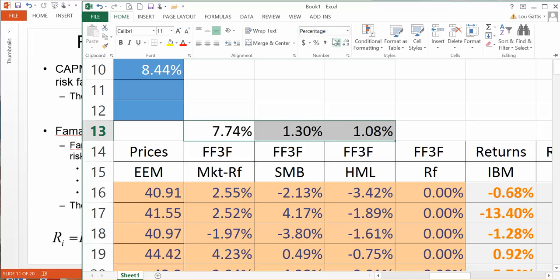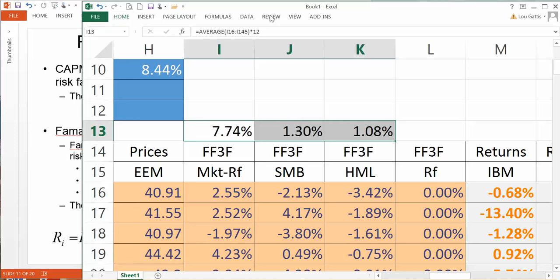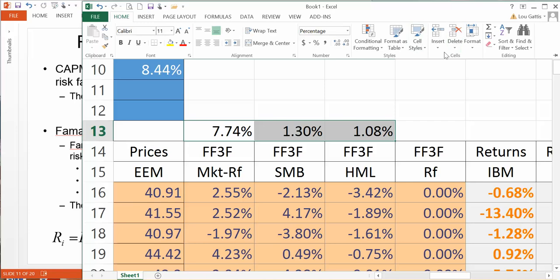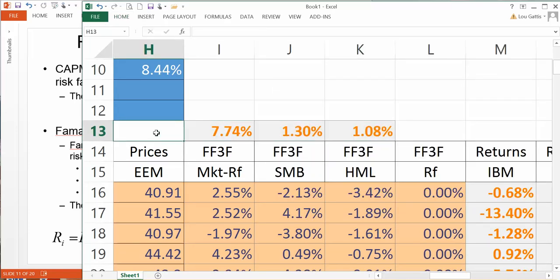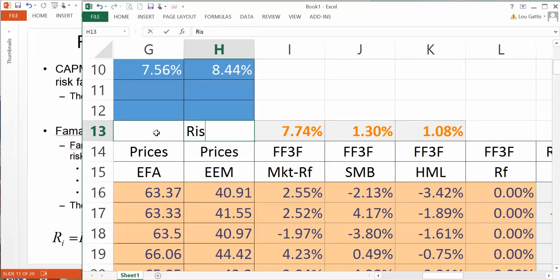And I'll change those percentages. And I'll go home, layout, and change it to a calculation. So it's simply the average times 12. We could use these as risk premiums, Fama-French risk premiums.